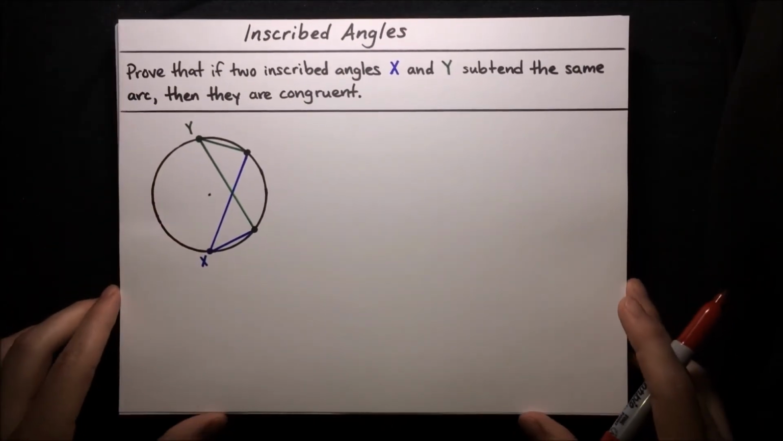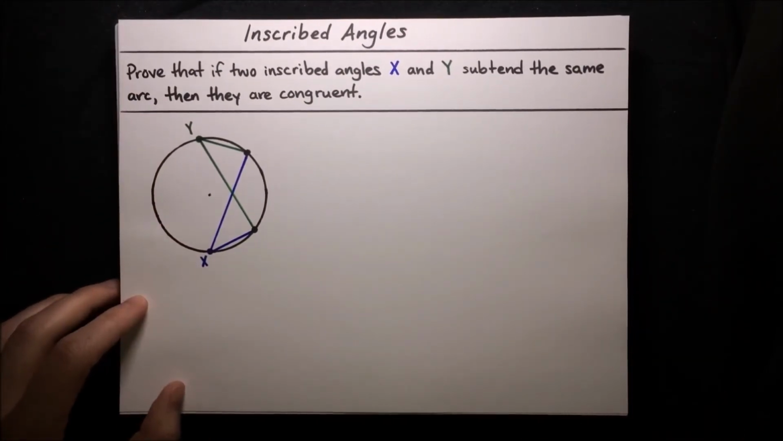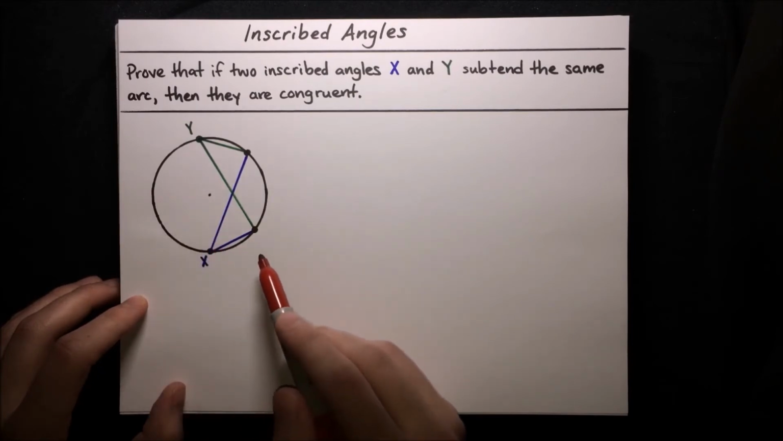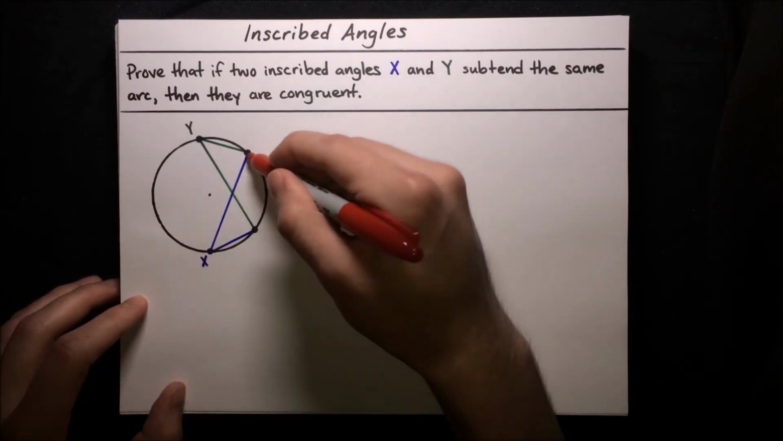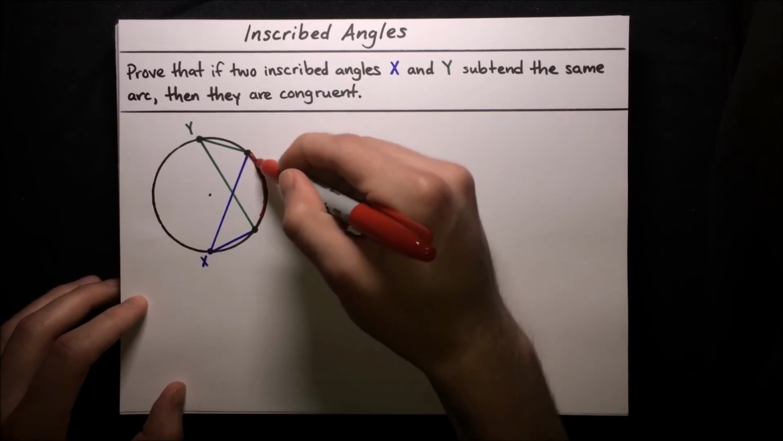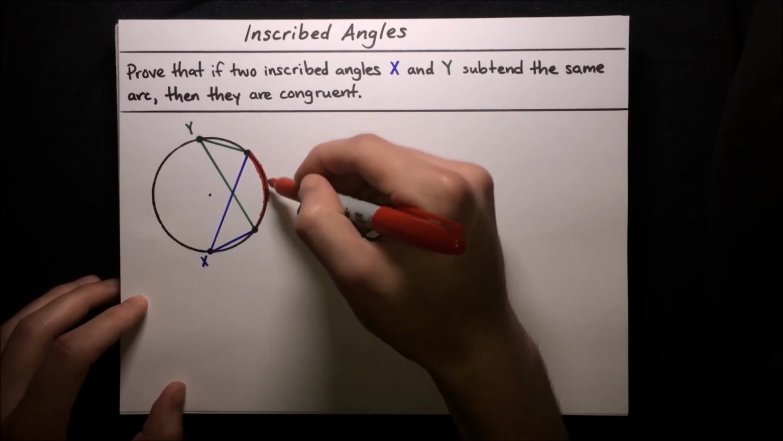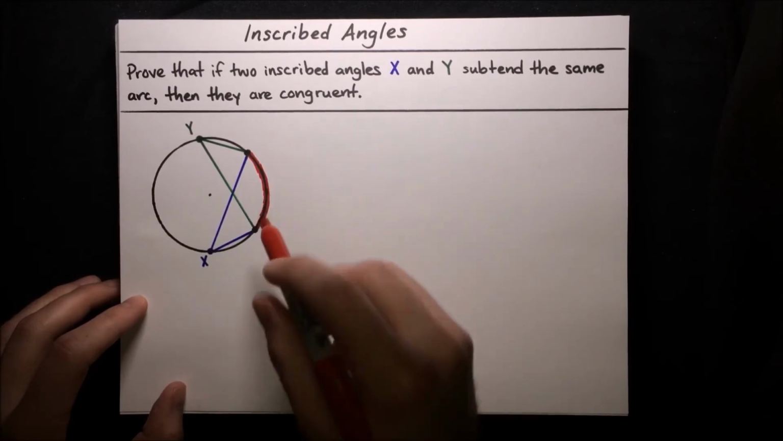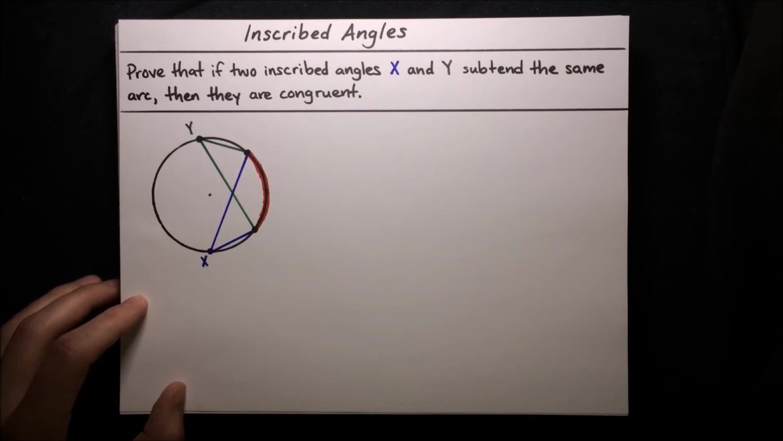Next up, we want to prove that if 2 inscribed angles x and y subtend the same arc, then they are congruent. So here we've got a diagram. We've got a circle with 2 inscribed angles x and y, and they both subtend the same arc, which is right over here. Let's just color that in a little bit. Okay, so they both subtend the same arc, and we want to prove that they are congruent, which really means we just need to prove that they have the same measure. Now, the fact that an inscribed angle is half the measure of a central angle is going to come in very useful here.